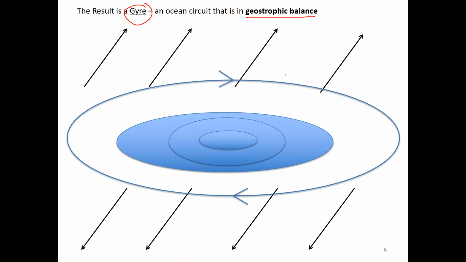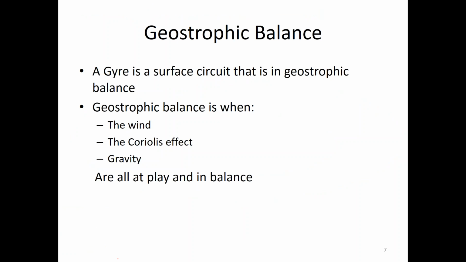Okay? And what is geostrophic balance? So geostrophic balance is when the wind, which is driving the water, the Coriolis effect, which deflects the path of the water, and gravity, which is pulling the water out of that mound that is produced by the Coriolis effect, are all at play and in balance. Okay, that's what geostrophic balance is. And any surface circuit in the ocean that is in geostrophic balance is called a gyre. Okay.